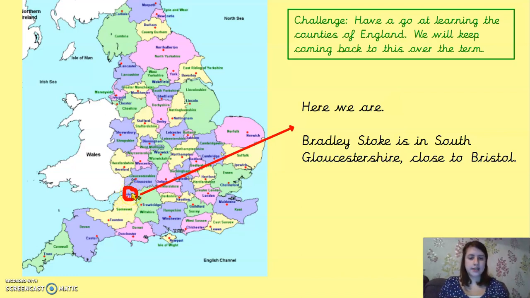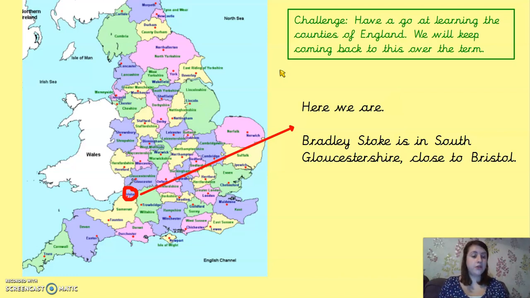So Bradley Stoke is in South Gloucestershire, which is close to Bristol. So Bristol's here. If you have a look, here's London, which we said was the capital city of England. And there's lots of different counties that maybe you could pause the video and have a look at. Okay, so it's just recognising what counties are.